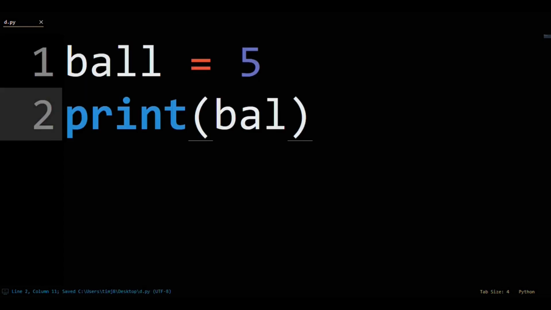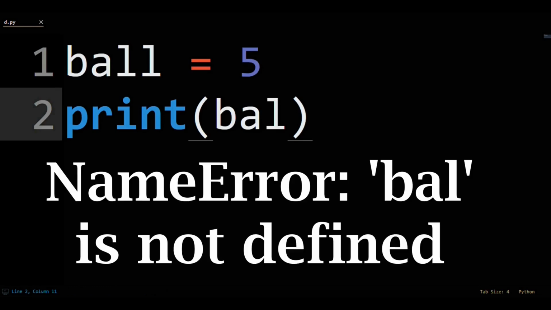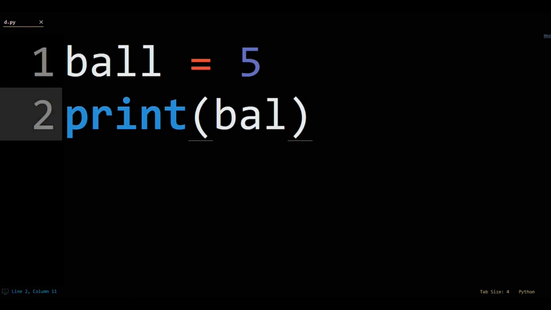This is why typos can be a huge pain in the butt. Say you had this code here, where you assign 5 to ball, then you print out ball. You've done all your logic right, but because you misspelled ball when you print it out, you'll get a name error that BAL isn't defined. Oftentimes, you'll get so caught up in trying to look for your mistake in higher level logic that you'll look right past the fact that you might have misspelled a variable name.